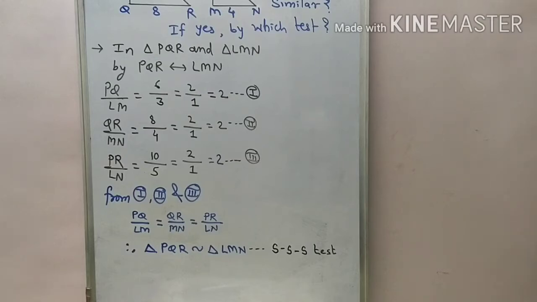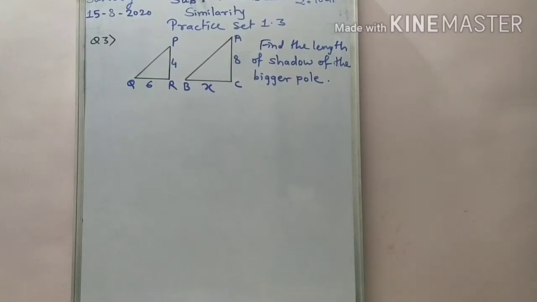Okay, students, this is the kind of example asked for 2 marks in the exam. Now we try the third example. In the third example, it is given that two poles of height 8 meter and 4 meter are perpendicular to the ground. If the length of the shadow of the smaller pole is 6 meter due to sunlight, then how long will be the shadow of the bigger pole at the same time?